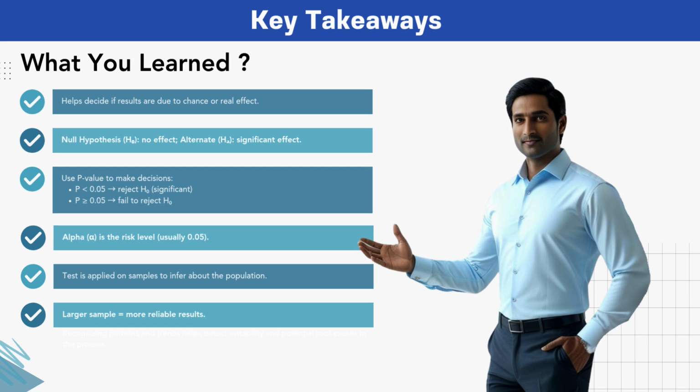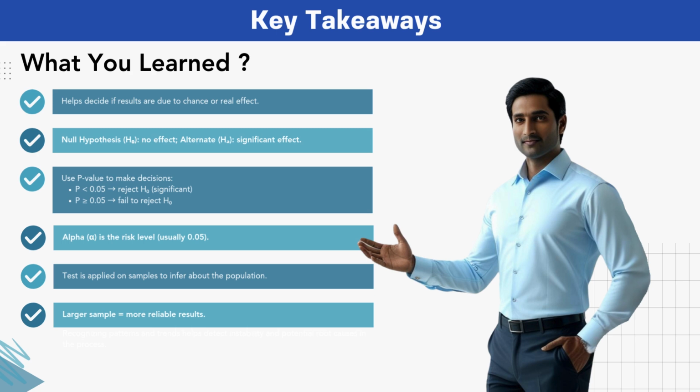A quick checklist of what you should now understand and be able to apply regarding hypothesis testing. First point, hypothesis testing helps us decide whether results are due to real effects or just random chance. This is the core of data-driven decision-making, making conclusions that are statistically valid. Second point, we work with two hypotheses. Null hypothesis, H0, assumes no effect, no change, or no difference. Alternate hypothesis, H1 or HA, assumes there is a significant effect.